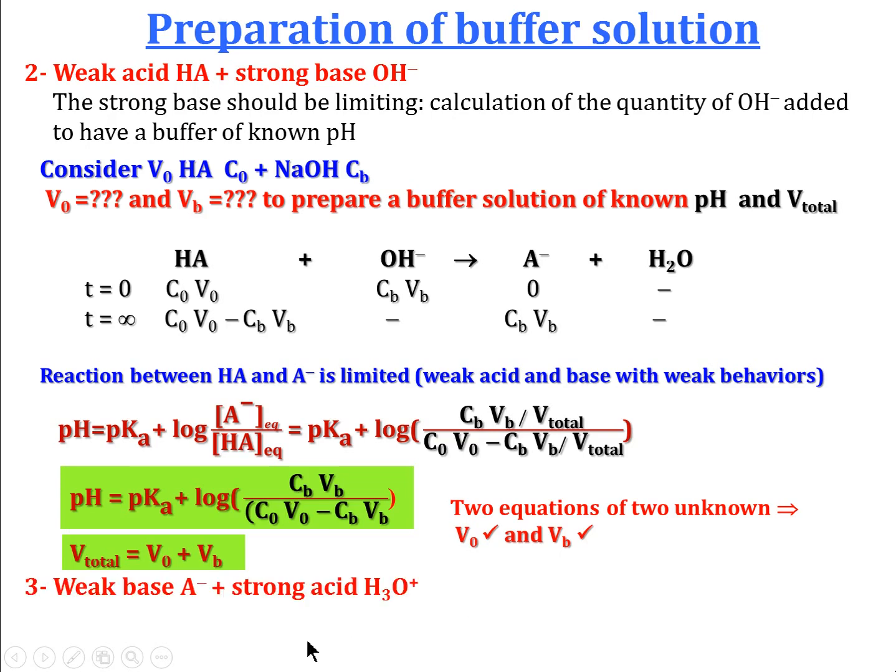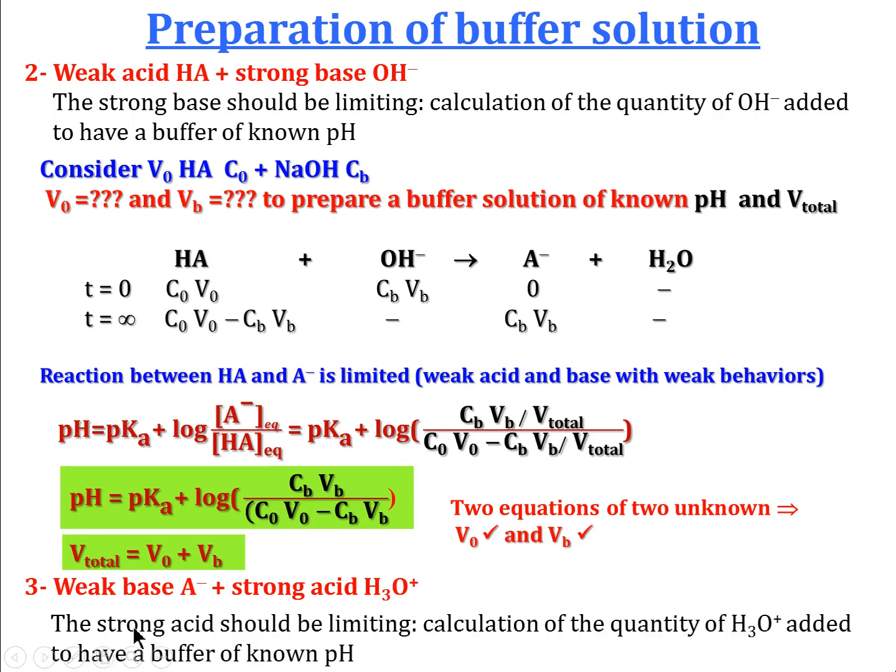Method number 3 is the reaction between the weak base A- and a strong acid, H3O+. For the reaction between A- and H3O+, we follow the same strategy. The strong acid should be limiting in order to convert a part of A- to HA. So in the final solution, we will have A- and HA, and we follow the same calculations.